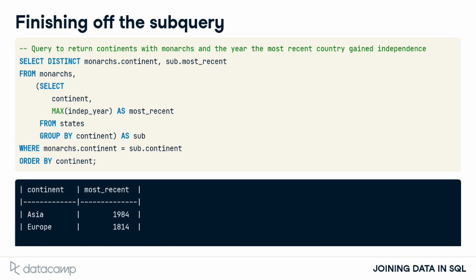Have a look at our result set. There we have it, the continents with monarchs in our database, and the most recent year of independence in those continents. That's how we include a subquery as a temporary table in our from clause and then select from it.